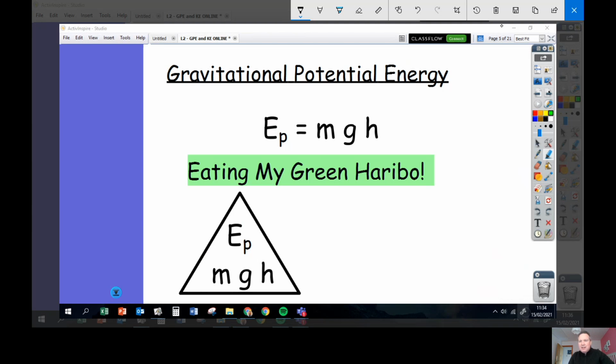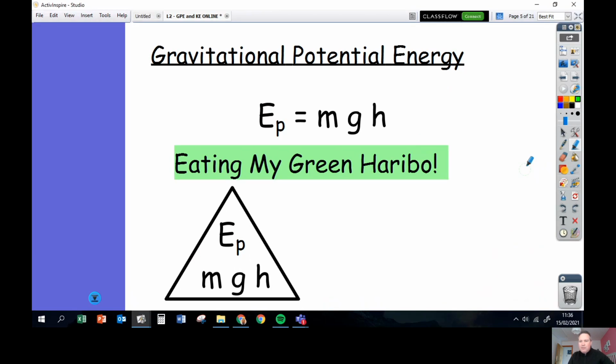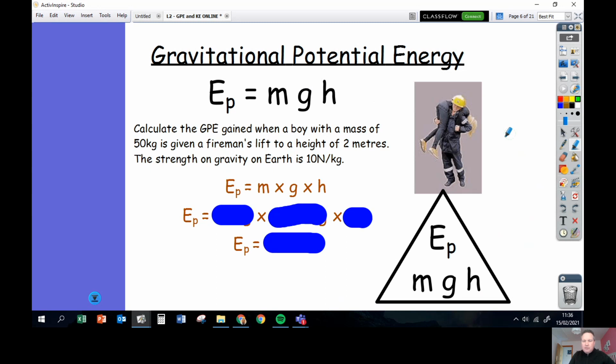So you'll be given some calculations to do using that gravitational potential energy formula. For example, here's an example. Calculate the GPE gained when a boy with a mass of 50 kilograms is given a fireman's lift at a height of 2 meters.